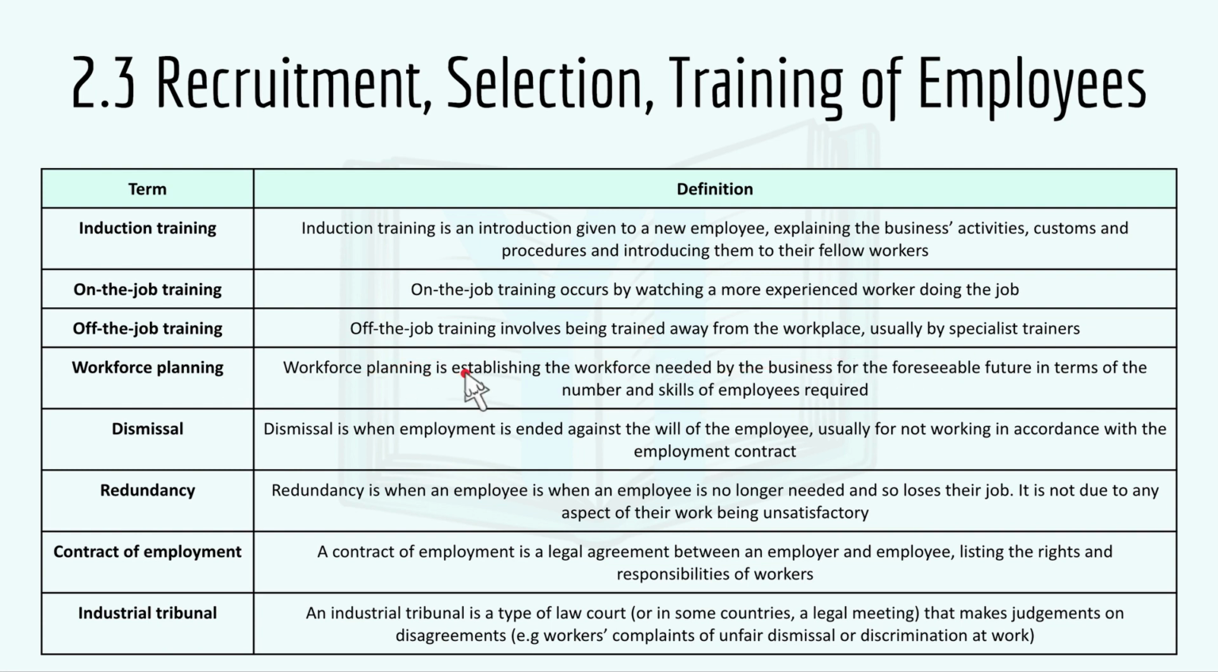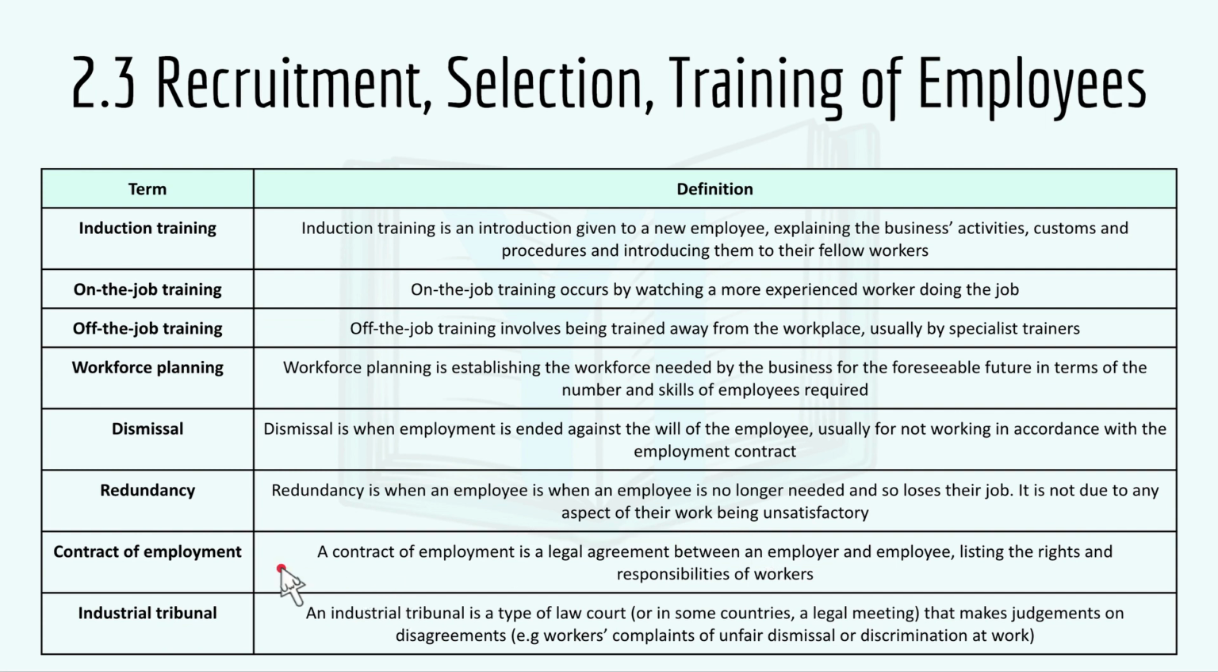Workforce planning is establishing the workforce needed by the business for the foreseeable future in terms of the number and skills of employees required. Dismissal is when employment is ended against the will of the employee, usually for not working in accordance with the employment contract. Redundancy is when an employee is no longer needed and so loses their job. It is not due to any aspect of the work being unsatisfactory.